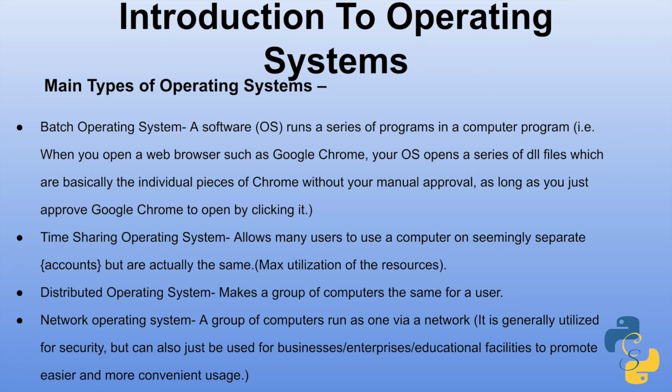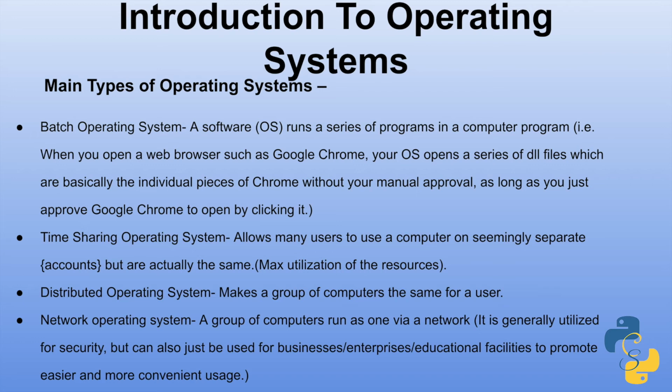So the other kind is a distributed operating system. This makes the groups of computers the same for a user. So think about this as one person using one computer, but he has a lot more PCs and monitors and all of that. It really makes all of these computers into one main operating system.